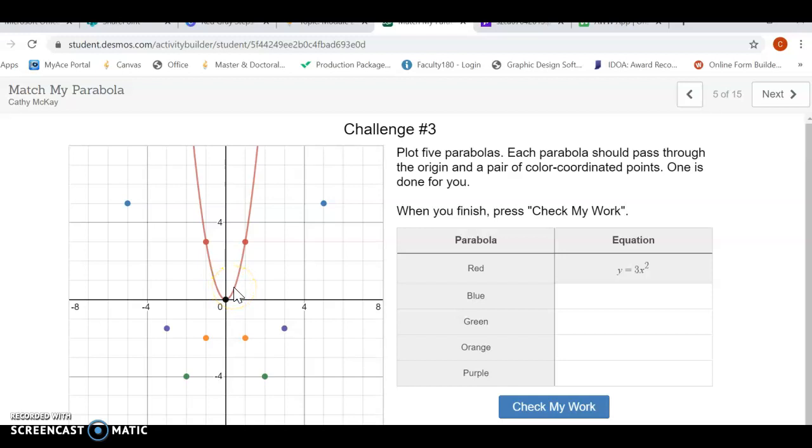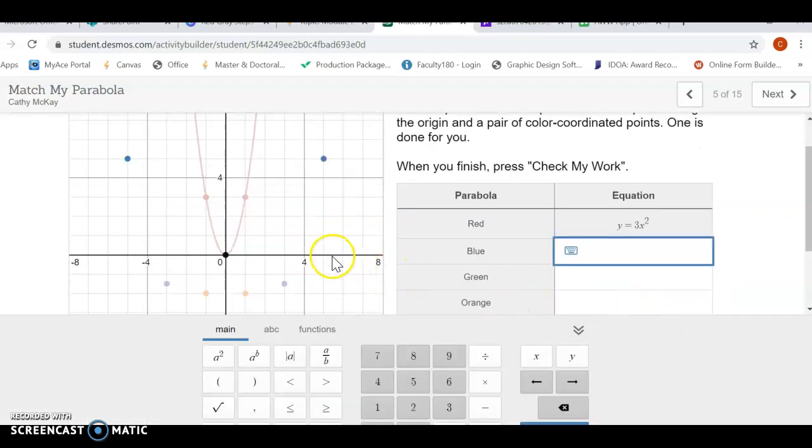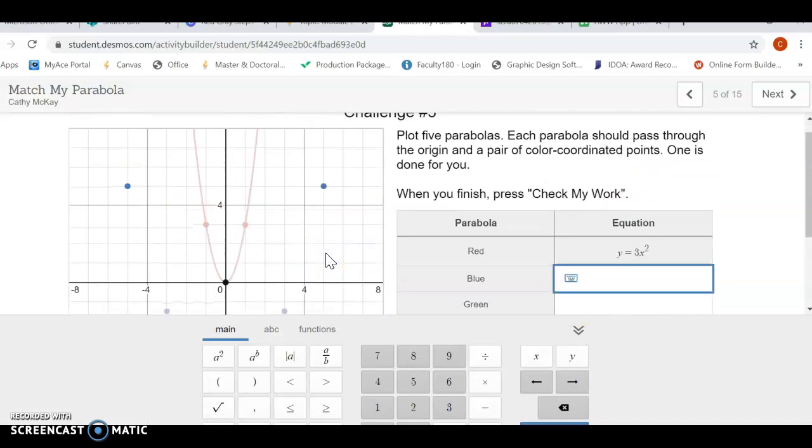Now, I want you to notice how when you have a coefficient in front of the x squared, that parabola actually gets really skinny. When you have a lower number or a fraction, then that parabola actually gets larger. It gets to be a larger U. So let's look at first the blue one. Now the blue ones, we need to know which parabola goes through there.